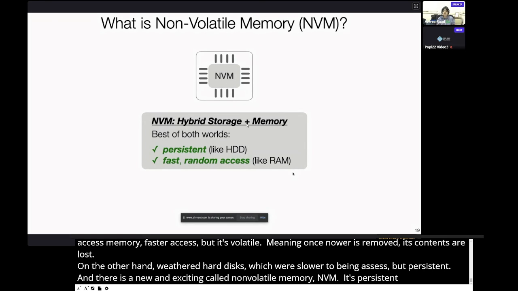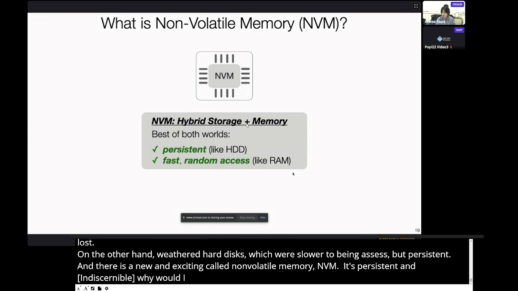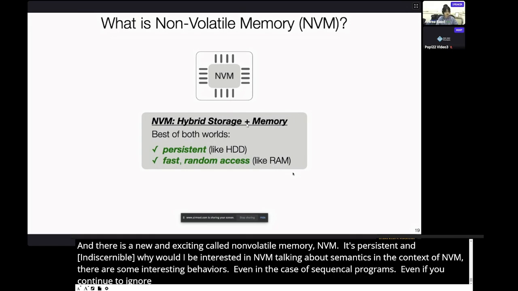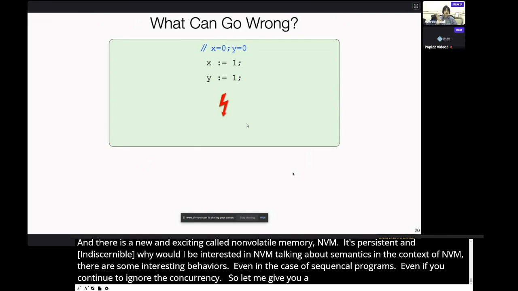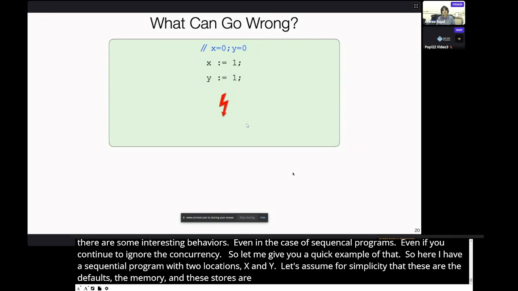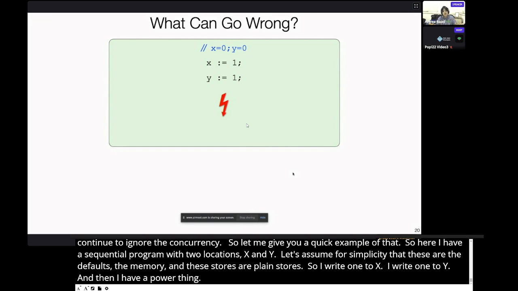Now, why would I be interested in NVM in a talk about semantics? Well, it turns out that when you run your programs on top of NVM, there are some interesting behaviors, even in the case of sequential programs, even if you completely ignored concurrency. So let me give you a quick example of that. So here I have a sequential program with two locations, X and Y. Let's assume again, for simplicity, that these are the default WB memory, and these stores are plain stores. So I write one to X, I write one to Y, and then I have a power failure, right? And so I'm going to restart my machine, and the question is, what possible values should I be observing for X and Y?